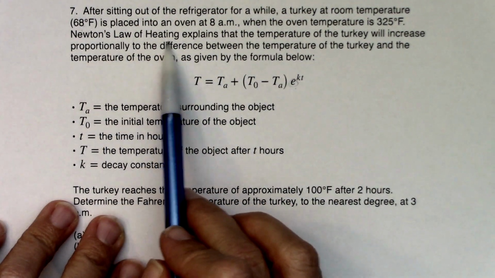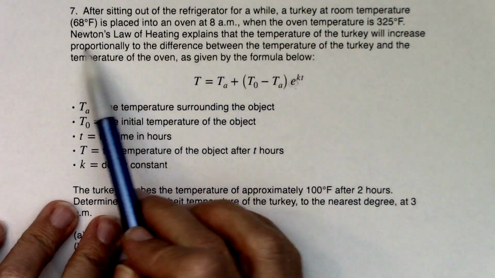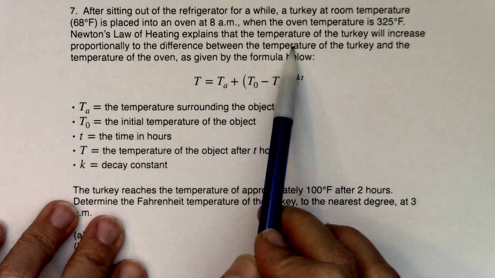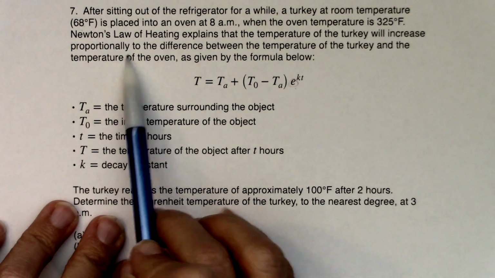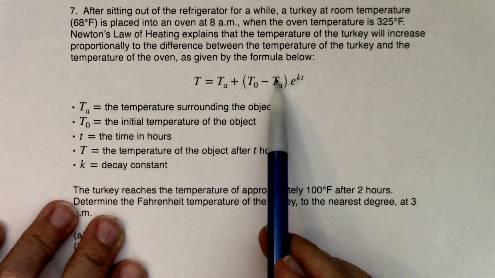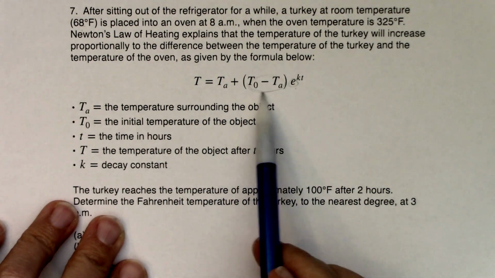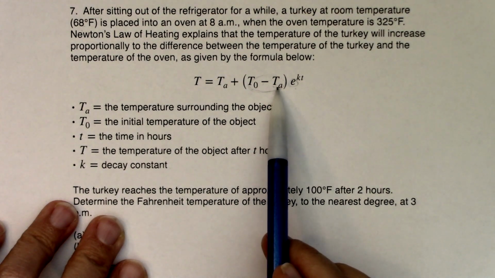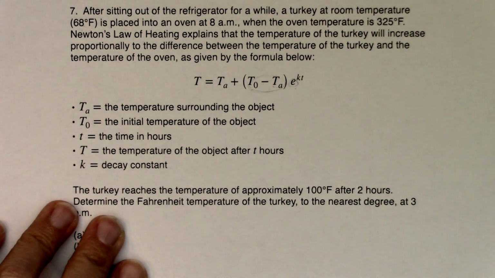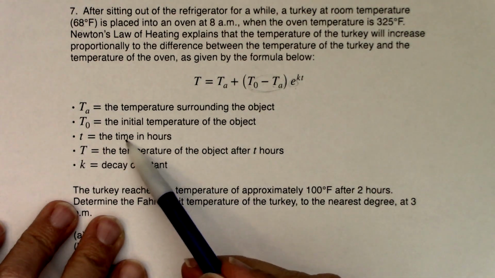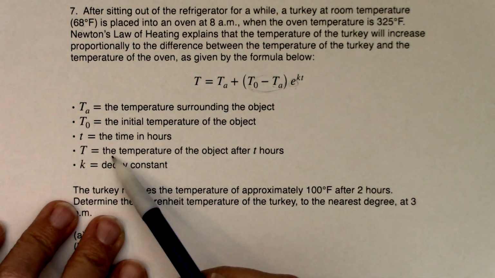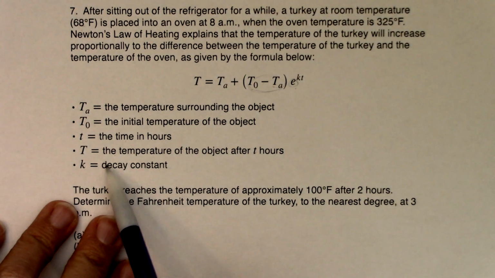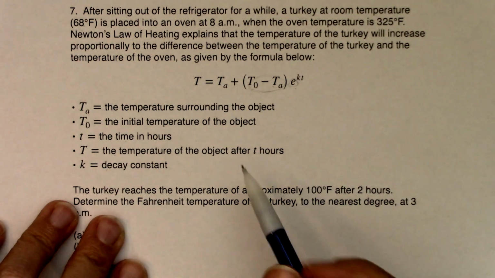All right, Newton's law of heating explains that the temperature of the turkey will increase proportionally to the difference between the temperature of the turkey and the temperature of the oven, given by this formula. So you can see there's the difference between the temperature of the turkey, T sub 0, and the temperature of the surrounding air, T sub A, or the temperature surrounding the object. Little t is time in hours, capital T is the temperature after t of those hours, and k is the decay constant.